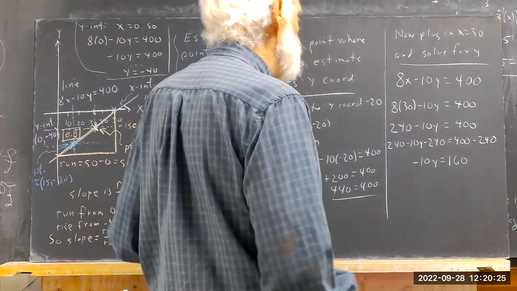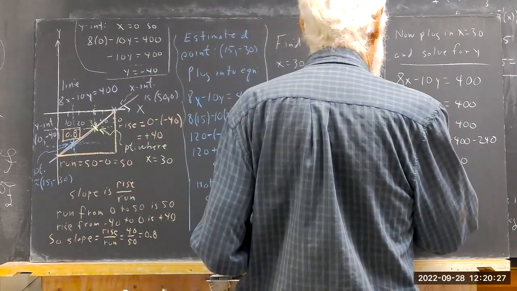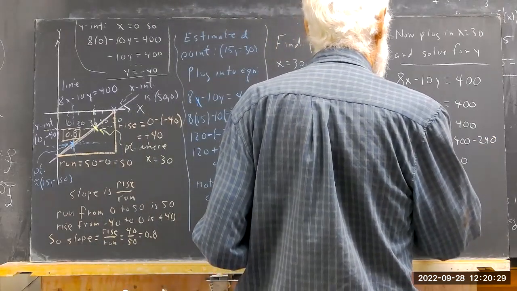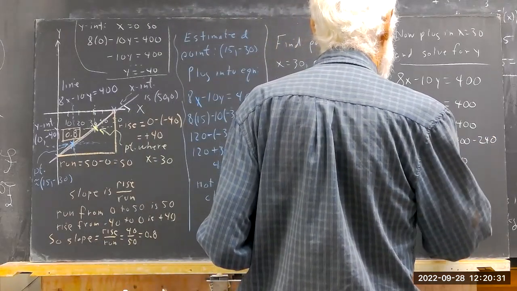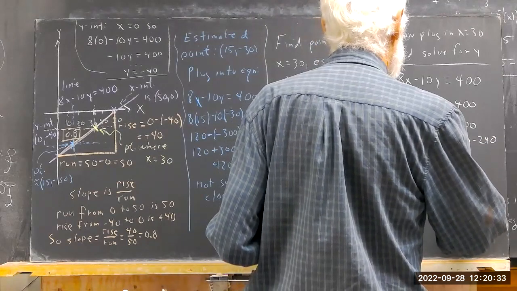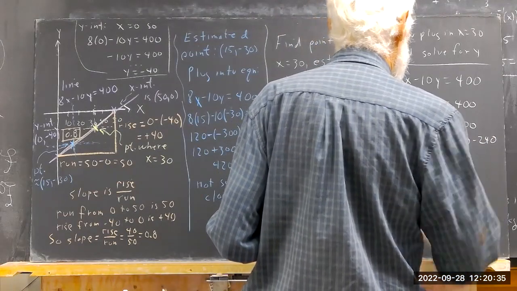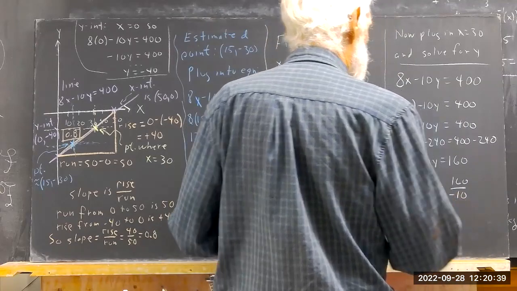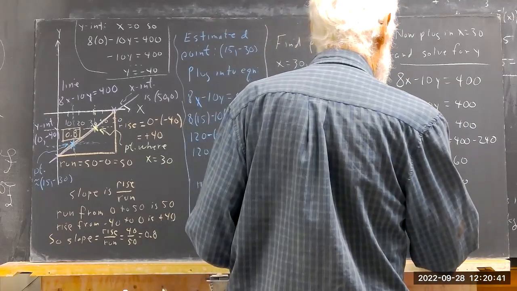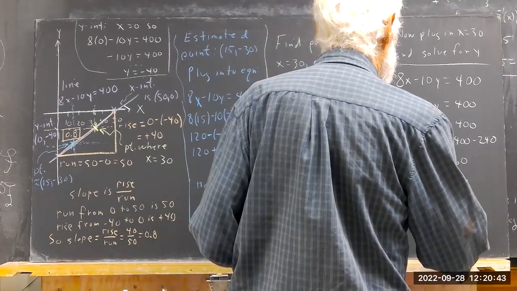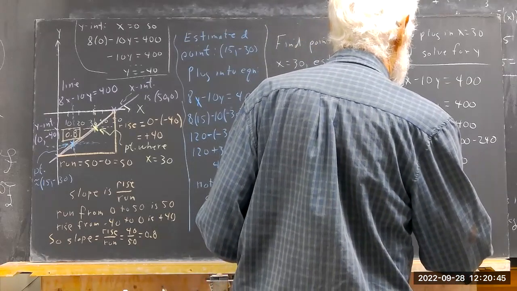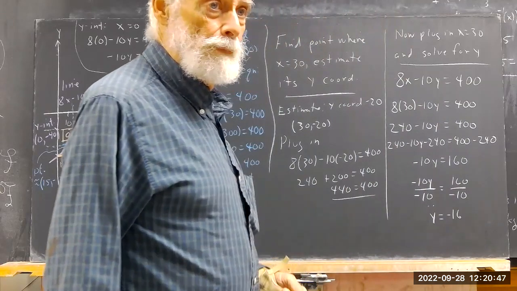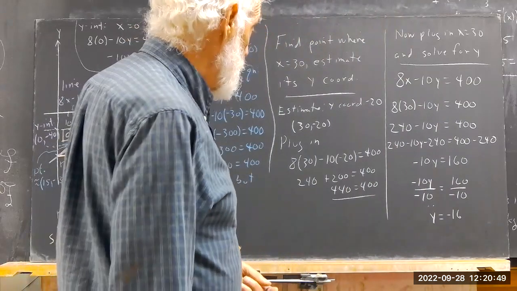Now what do we do? Well, we do negative 10y divided by negative 10 equals 160 divided by negative 10. We've got to be careful that we understand what we're doing, but that's going to give us y equals negative 16 when we do the arithmetic.